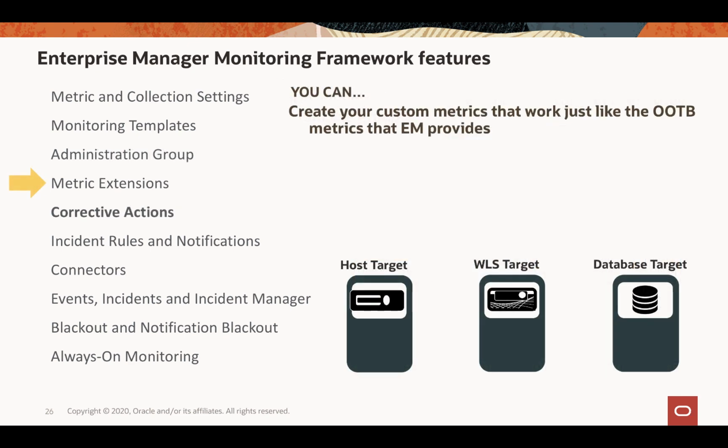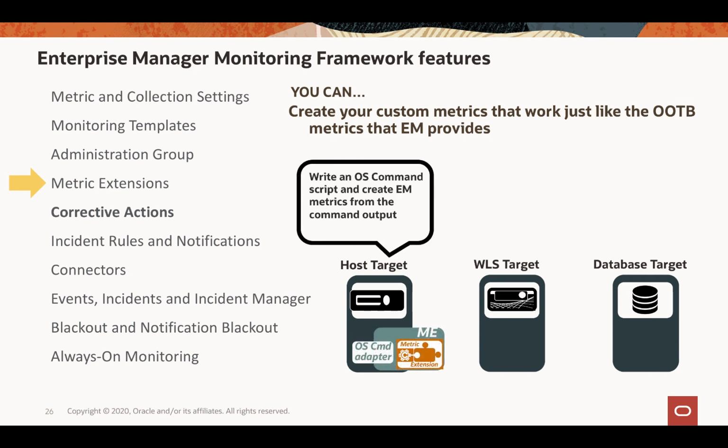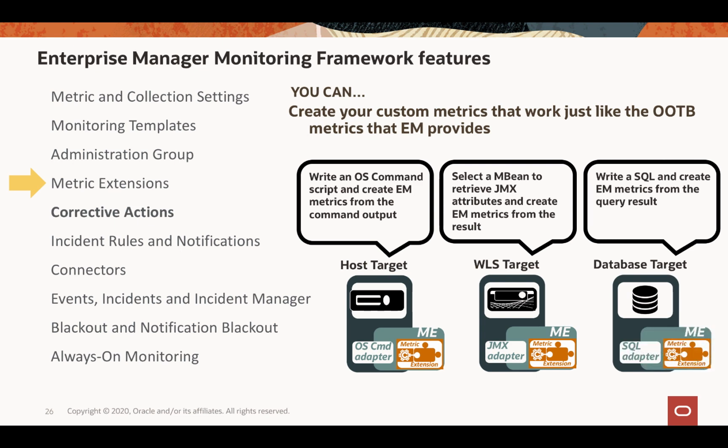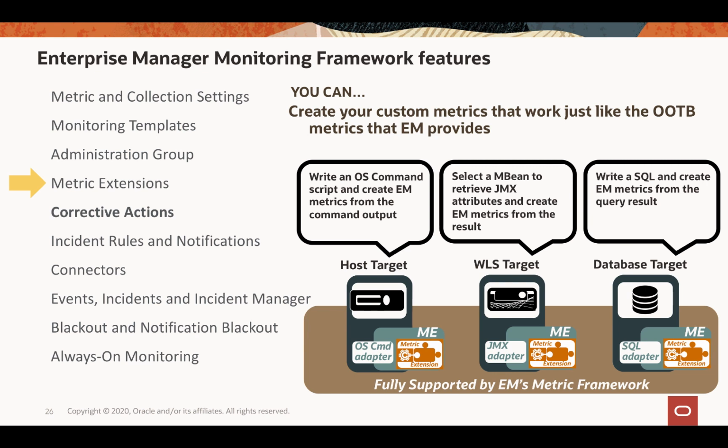In addition to the out-of-the-box metrics EM ships with, you can also create your own custom metrics that work just like the other metrics that EM provides. So for example, you can write an OS command script and create EM metrics from the output. Or for the middleware target, you can select the MBean and JMX attributes to create the EM metrics from the result. Or you can write a SQL statement and create EM metrics from the query result. And that is fully supported by Enterprise Manager's metric framework. So what that means is that you can add thresholds, run corrective actions, get notifications, just like the other EM metrics.